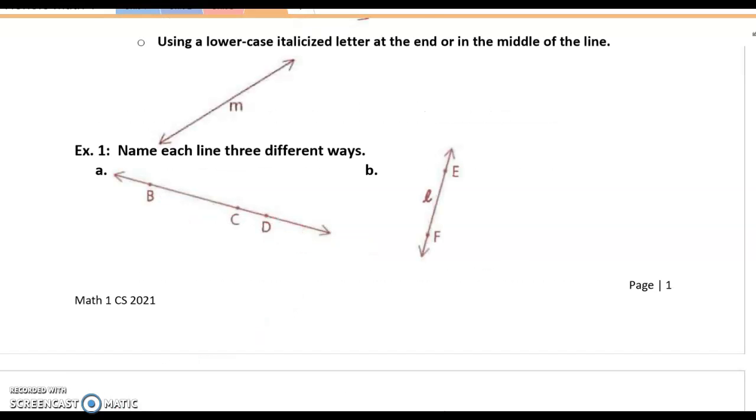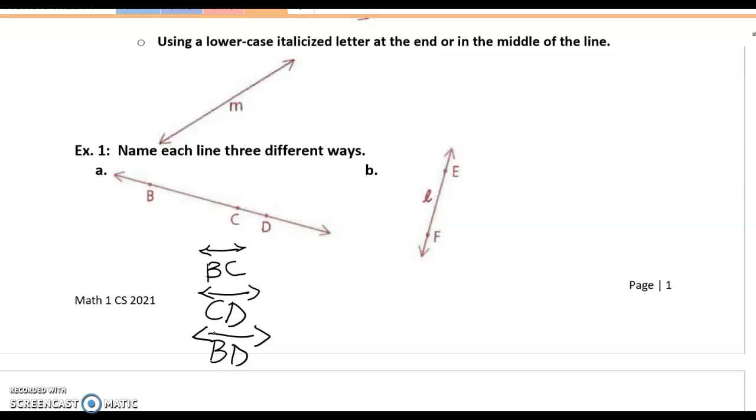So here, for example, for part A, we want to name this line 3 different ways. All right, so again, we want to pick 2 points that are on this line. So I could pick point B and C, and then I'll put the line symbol over that. I could pick C and D, put the line symbol over that. Or I can pick B and D and put the line symbol over that. All right, so again, naming a line, you can use any 2 points on the line and then the line symbol.